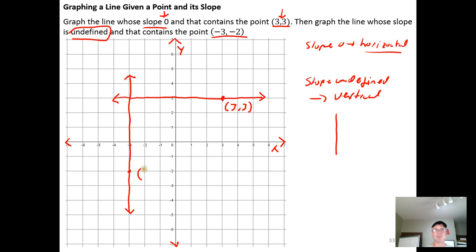So and then I want to make sure I label this point. This was the point -3, -2. Now I have a vertical line, so I have undefined slope.